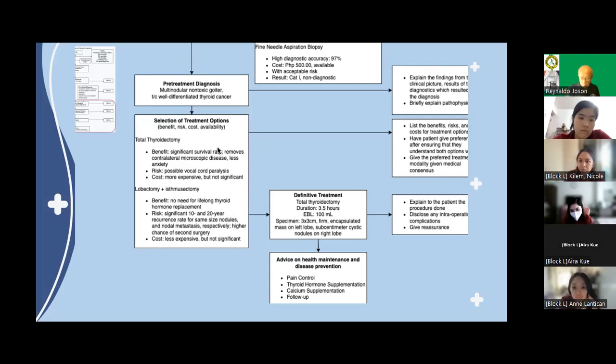This is done preoperatively, so it must be made clear to them that for total thyroidectomy, the benefits are as indicated: significant survival rate, removal of contralateral microscopic disease, and less anxiety for the patient, as discussed, with, of course, the risk of possible vocal cord paralysis. For the lobectomy, there's the benefit of no need for lifelong thyroid hormone replacement, but with an increased risk of recurrence rate. So when we're presenting treatment options, we mention all of this, and we involve both the patient and their relatives in choosing the ideal management.